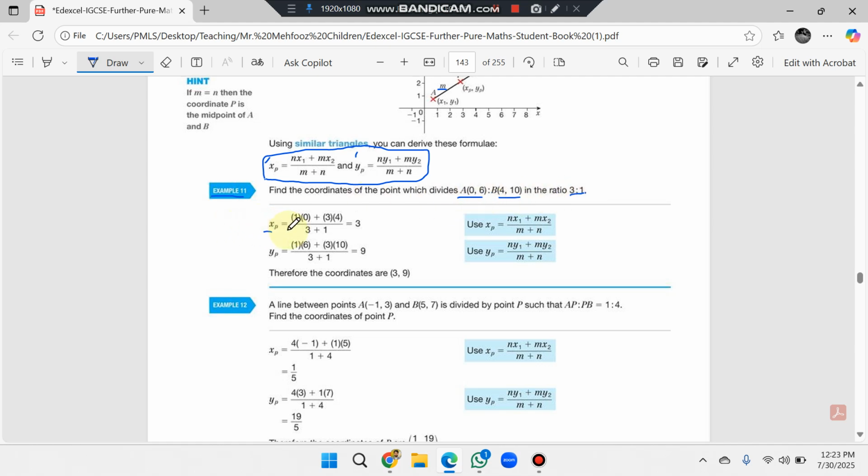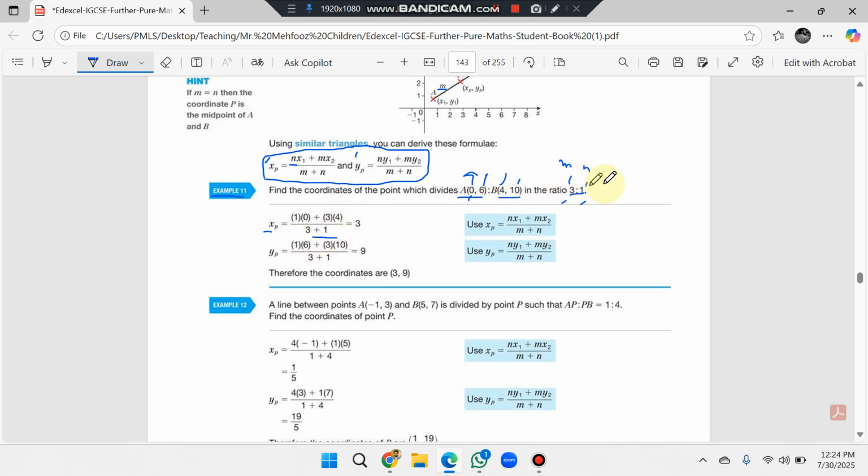So xp is equal to n times x1. x1 is this one, then y1, x2 and y2. And this is m and this is n. Now n times x1, that is 1 times 0, plus m times x2, that is 3 times 12, over m plus n, that is 4.